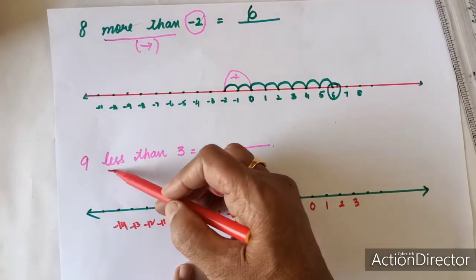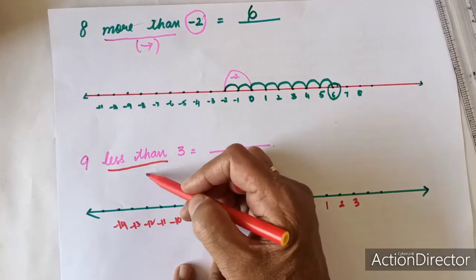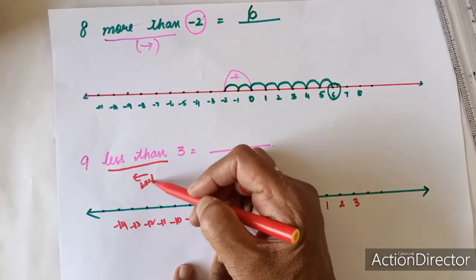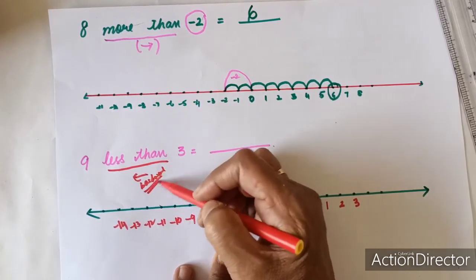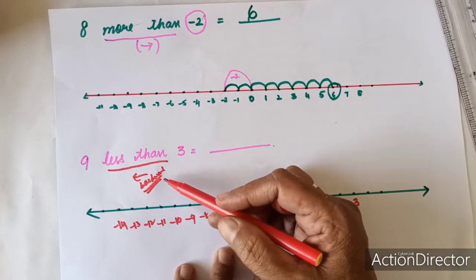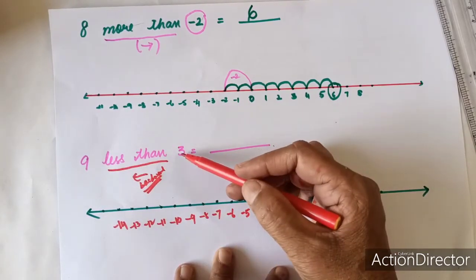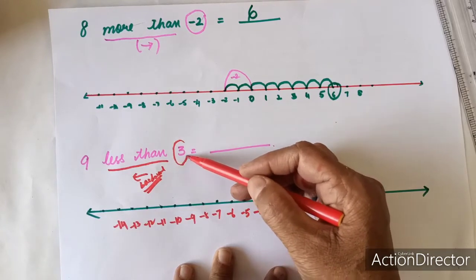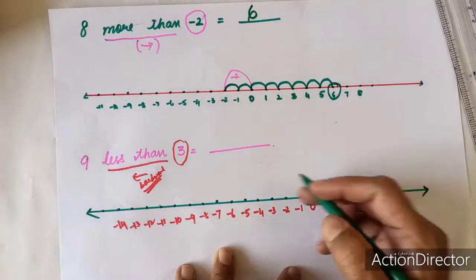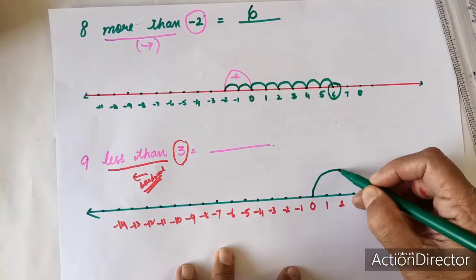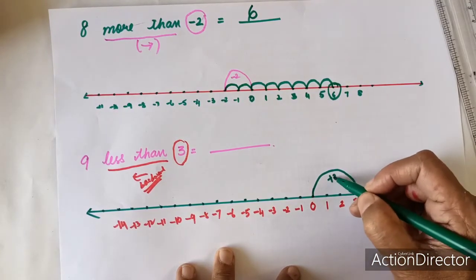Now you see the first, 9 less than. Less than means we have to move backward. You have to mark this and write it over here so that it will be easy for you. You will not commit any mistake. 9 less than 3. So what is the first number I have to jump? I have to jump from 0 to 3. I jumped from 0 to plus 3.